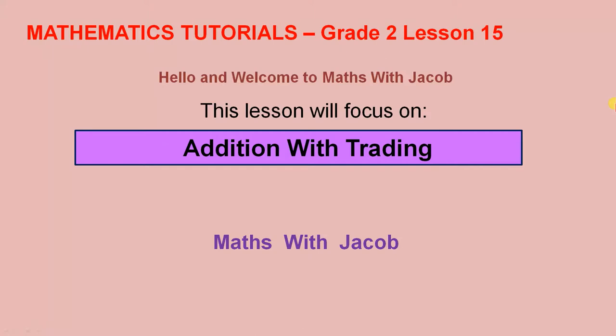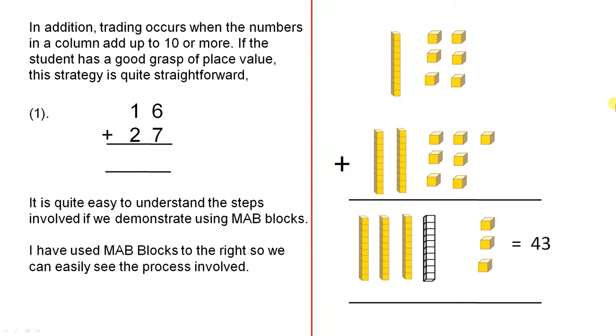This lesson will focus on addition with trading. In addition, trading occurs when the numbers in a column add up to 10 or more. If the student has a good grasp of place value, this strategy is quite straightforward.